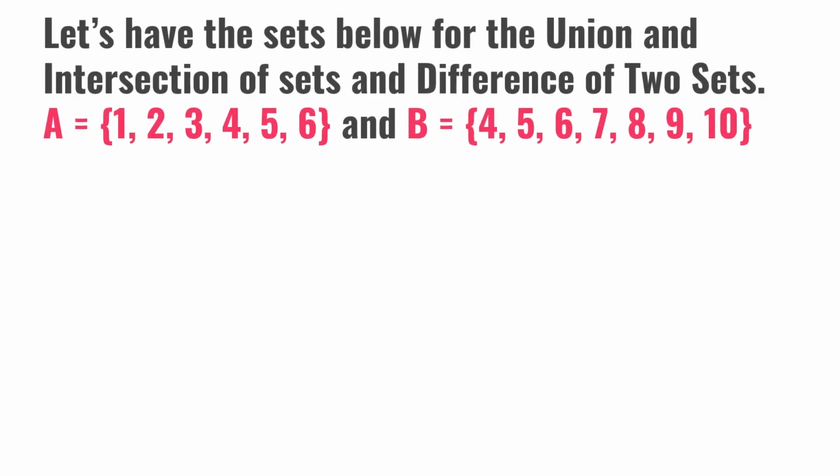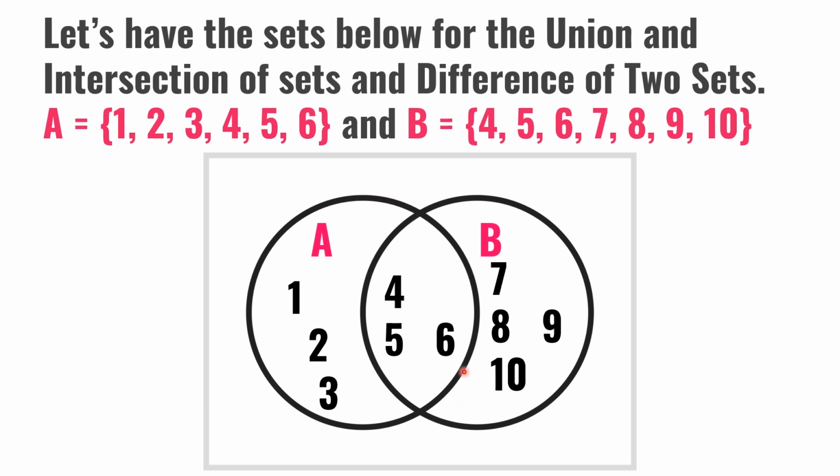Let's have the sets below for the union and intersection of sets and difference of two sets. Set A is equal to 1, 2, 3, 4, 5, 6. And set B is equal to 4, 5, 6, 7, 8, 9, 10. Ito ang mga elements ng set A. At ito naman ang mga elements ng set B.